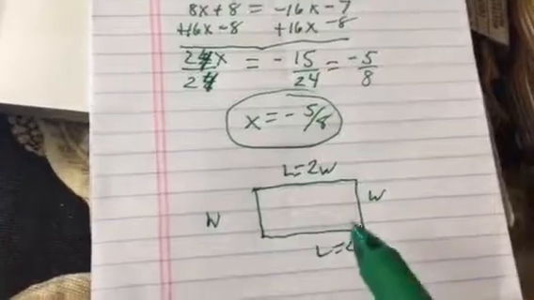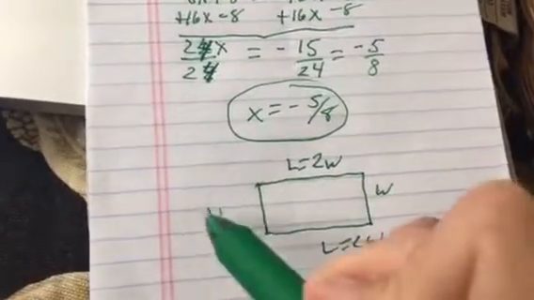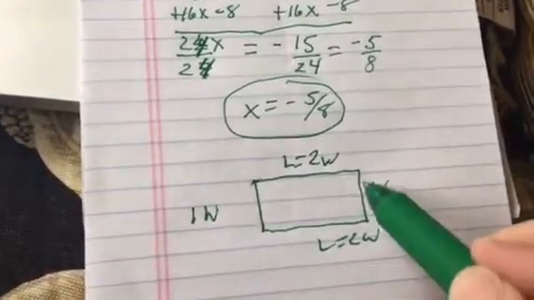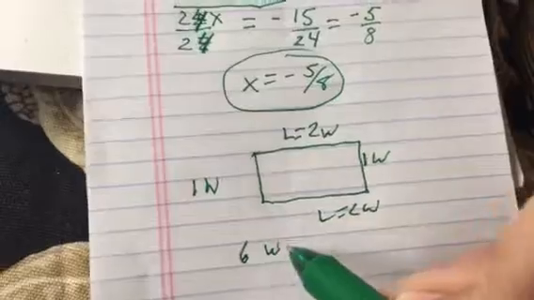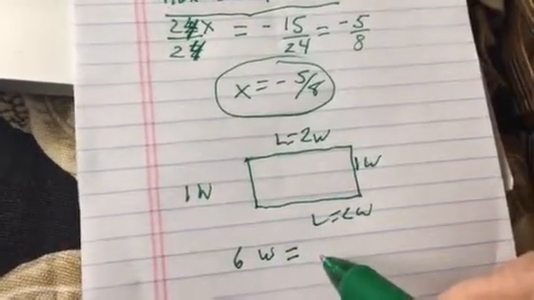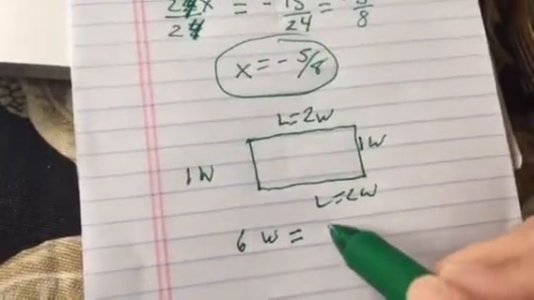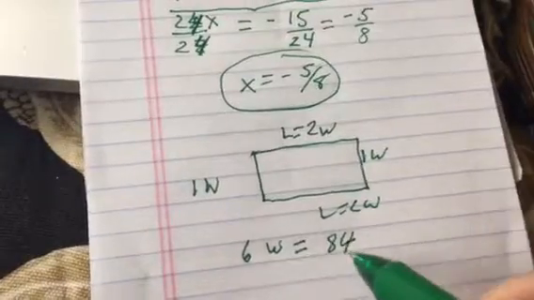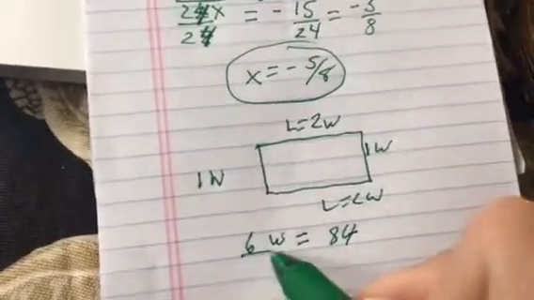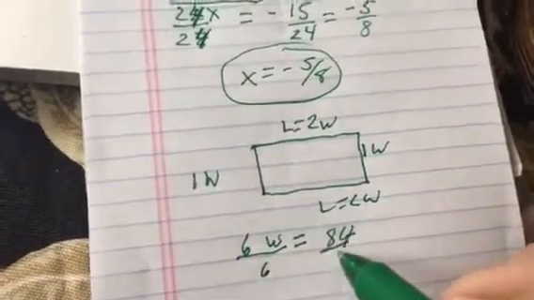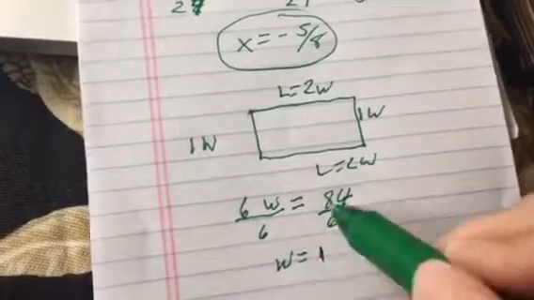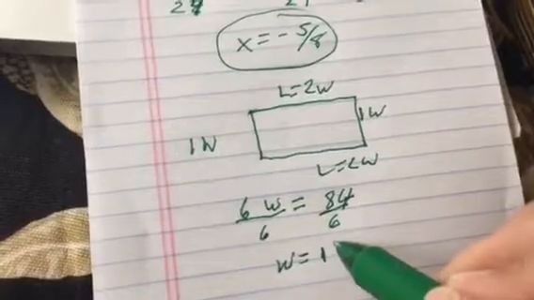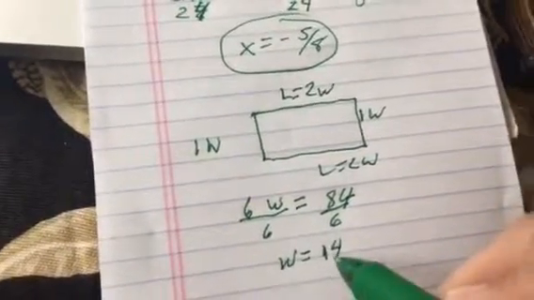We're dealing with perimeter, it means add all the sides up. So notice that's like having a 1W and a 1W. So that'd be 2 plus 2 be 4, 5, 6W. And it says the perimeter is 84. So we want to divide both sides by 6. And width equals 6 going to 8, 1. We have 24, 6 times 4. So my width is 14.